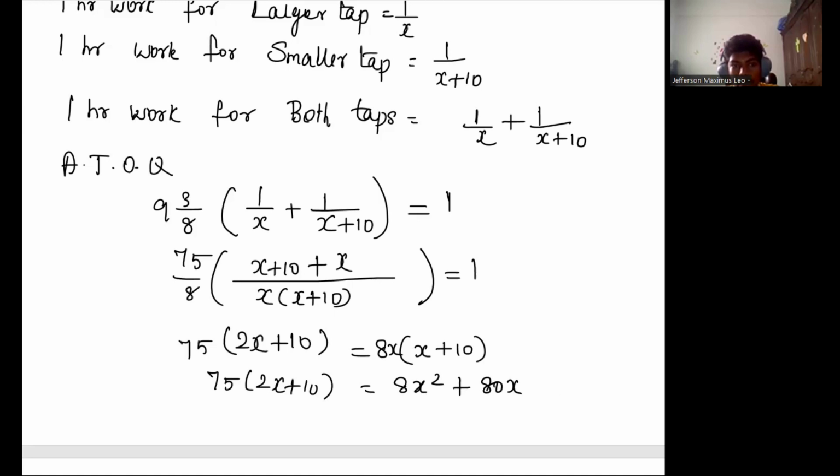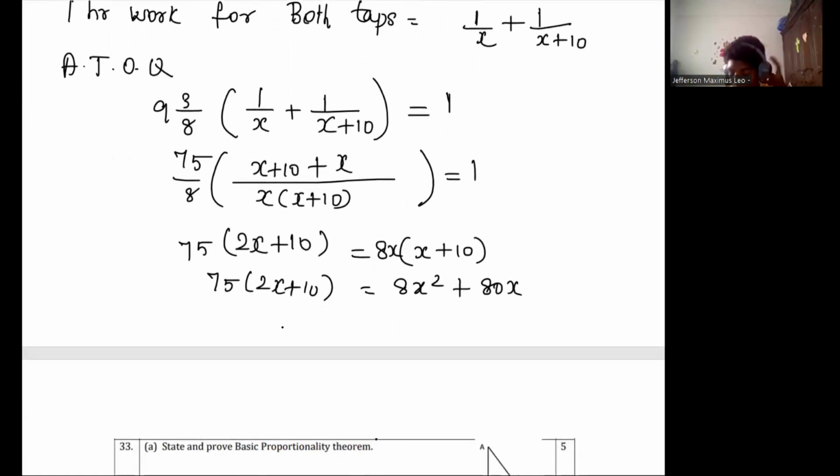So in the next line, all terms are on the left side. This is 150x plus 750, that is equal to 8x square plus 80x. Okay, ma'am.